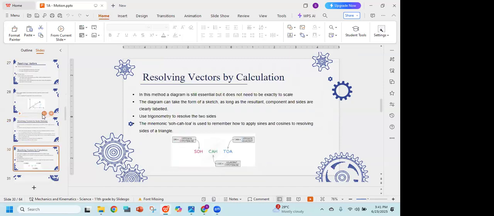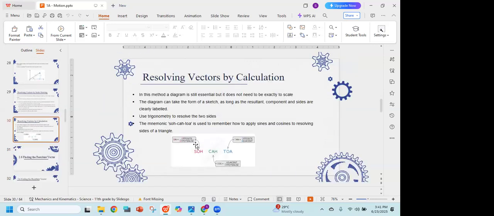Okay. Next one we're going to look at is resolving vectors by calculation. This is where I told you that you do sine, cos, and tan, where we will be doing a mathematical calculation instead of drawing. There are two ways. One method is by drawing. The other method is by calculation. So the drawing method is very simple. You just draw it as per the given, and then you measure it based on whatever the diagram that you have. Put it back in the scale, and you will get the original values.